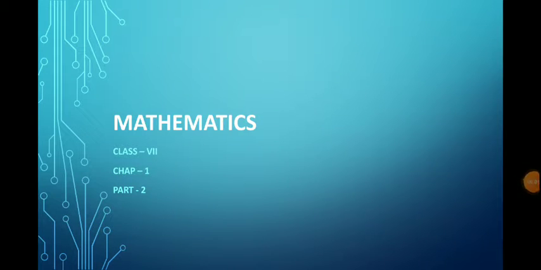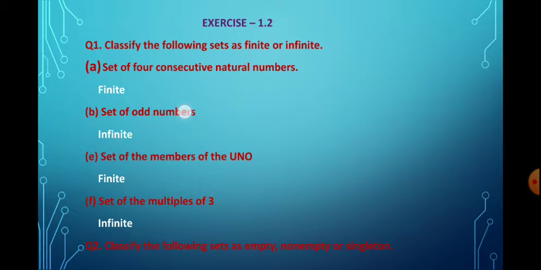This is a video on class 7 mathematics chapter 1 sets, and in this part we are going to start exercise 1.2. Question number 1. Classify the following sets as finite or infinite. So finite means something which is definite or limited, and infinite is which has no ending.